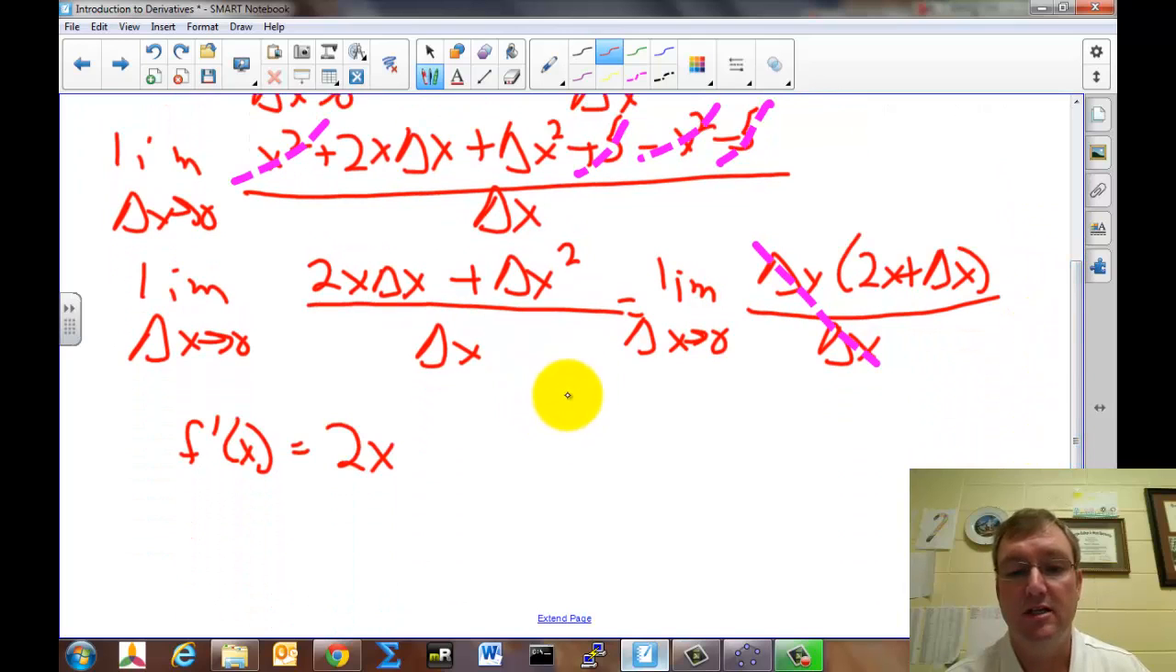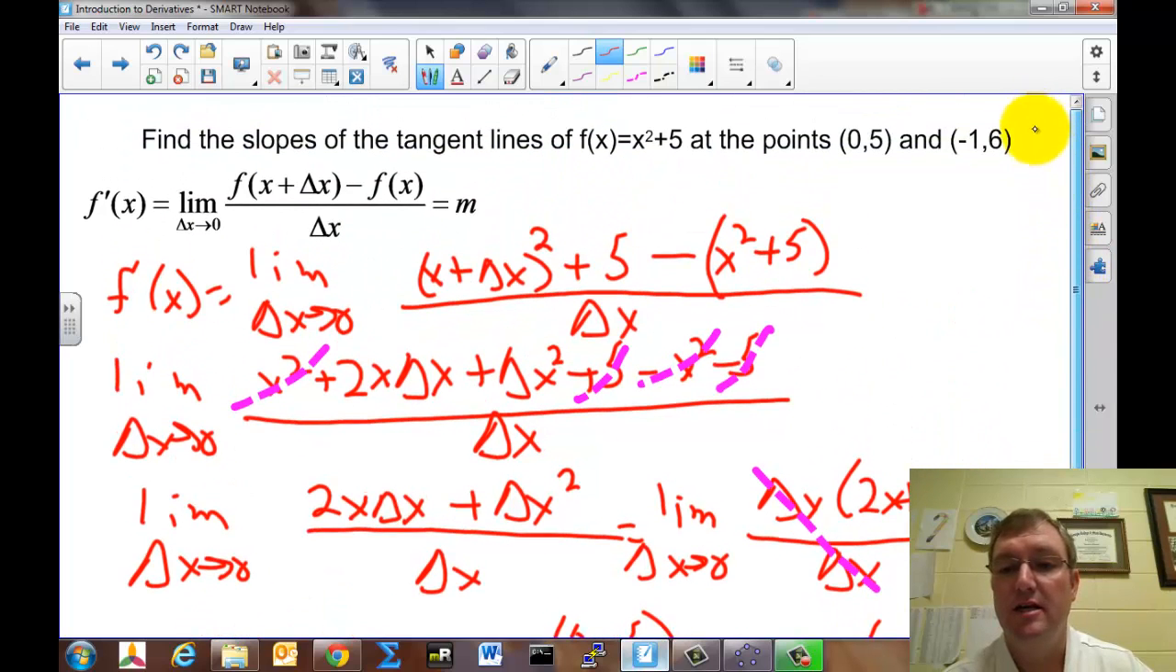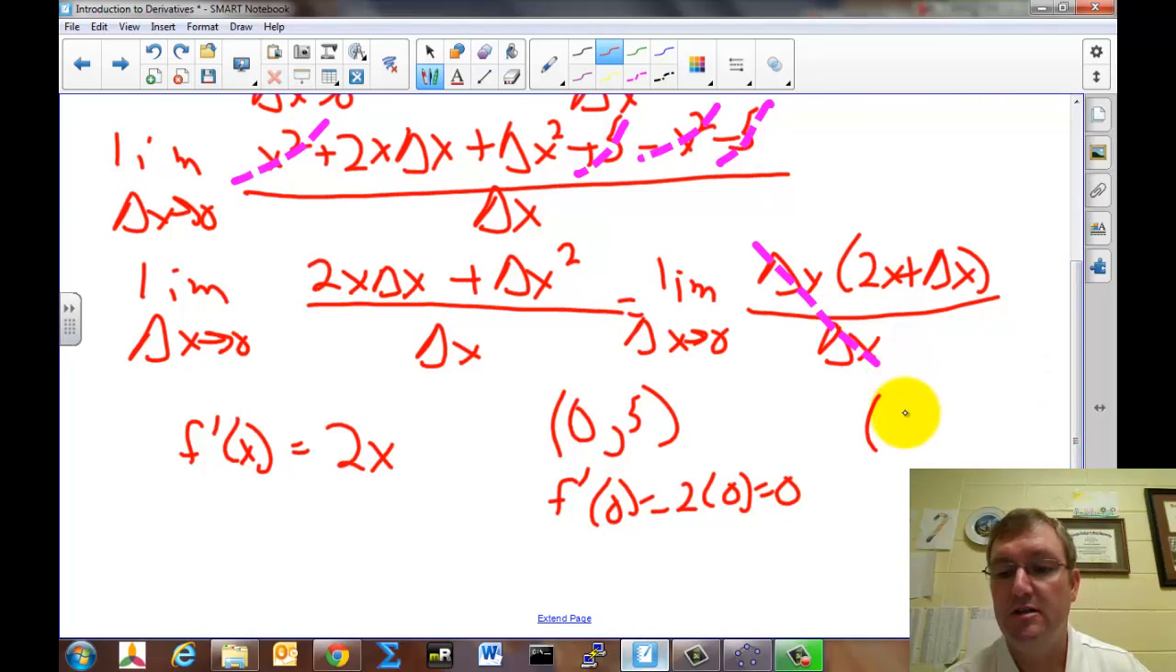Well, let's look at that. 0, 5 means we're going to plug our x value into our f prime function. F prime at 0 is 2 times 0, which is 0. Our other point that we've got is negative 1, 6, negative 1 comma 6. So we do that. F prime at negative 1 is 2 times negative 1, which is negative 2.